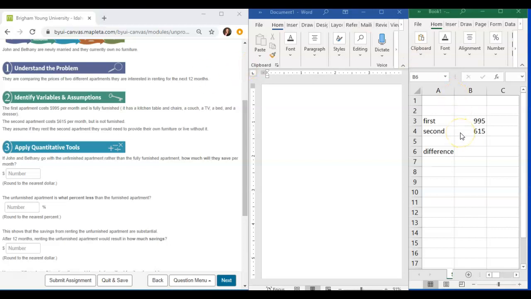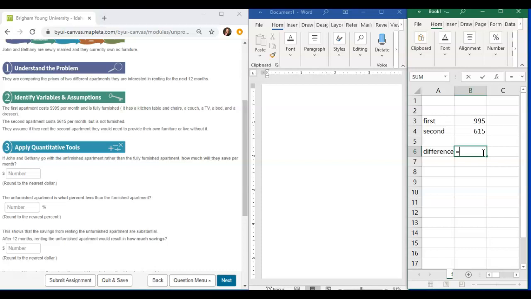So I've gleaned all of our information and thrown it over here in Excel because I want to use the capabilities of Excel to help me out. The first apartment was $995 per month. The second one is $615 per month, and we want to know how much they'll save. So I'm looking for the difference between these two.